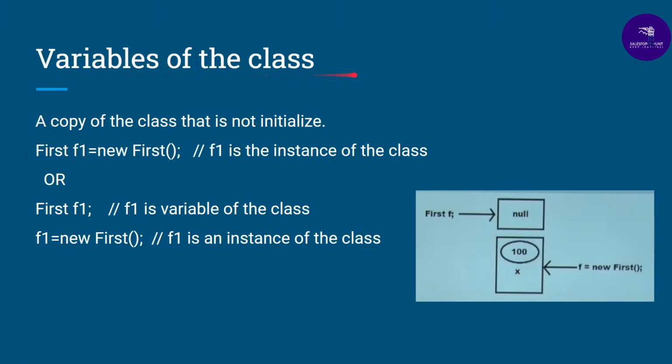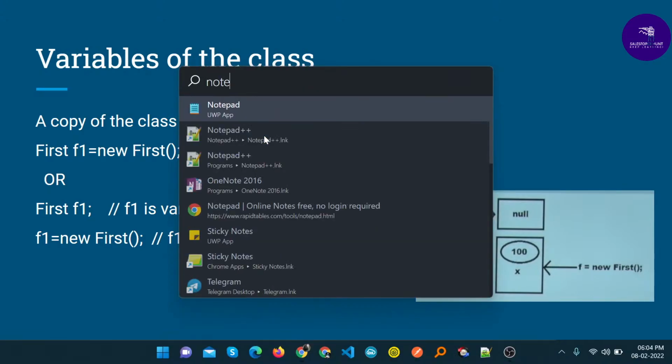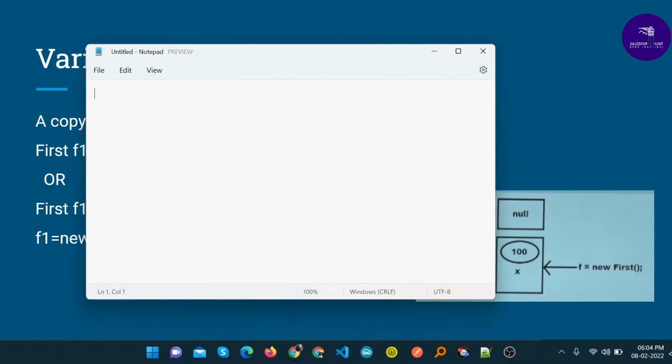Then we will have the next thing that is called variable of the class. Okay, so how to define the variable of the class? Always remember, a variable is a copy of the class that is not initialized. Always remember, variable is a copy of the class that is not initialized. It means I will show you what is initialization and declaration. Let me open my notepad here and I will show you what is initialization and declaration.